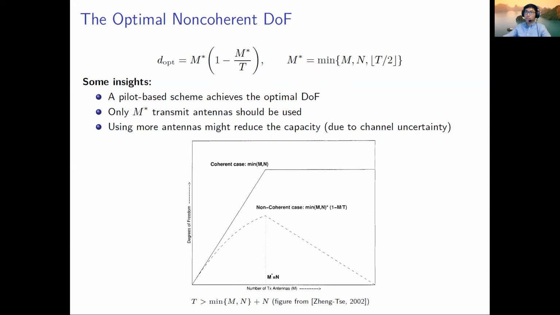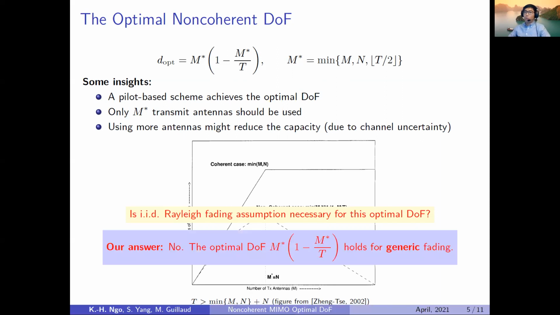So these insights are awesome, but we can ask ourselves, is the assumption of the IID Rayleigh fading really necessary to establish this optimal DoF? Well, our answer is no. This optimal DoF actually holds for generic fading in general, and this is the main result of our paper.